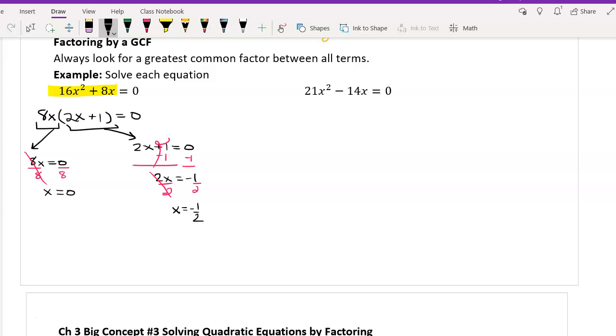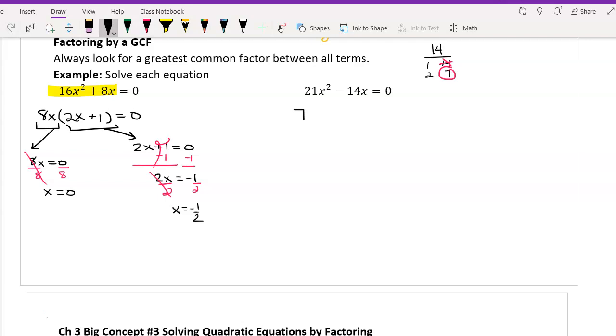All right, so now taking a look here, we have 21x squared minus 14x equals 0. Let's look at 14. Does 14 go into 21? No. So I'm going to take 14 and I'm going to list its factors. 1 and 14, 2 and 7. I know that 14 was not a factor, so I'm going to cross it out. Does 7 go into 14? Yes. Does 7 go into 21? Yes. 7 is going to be that GCF.